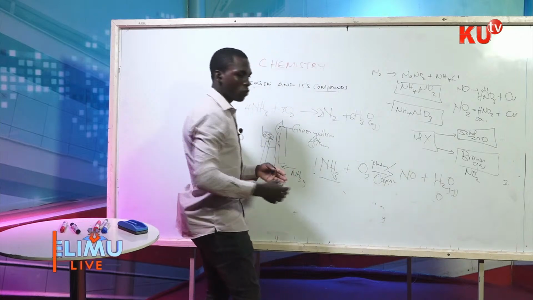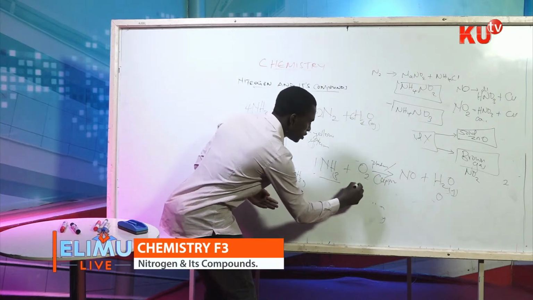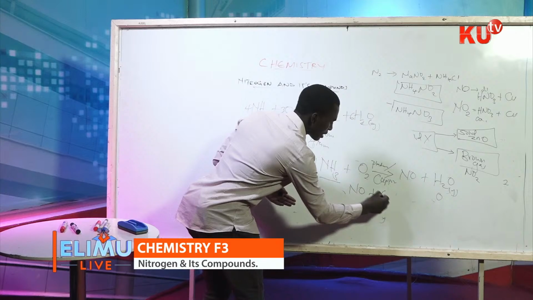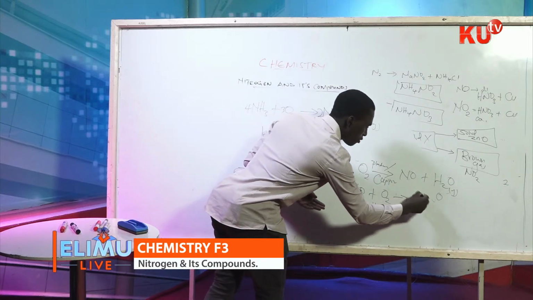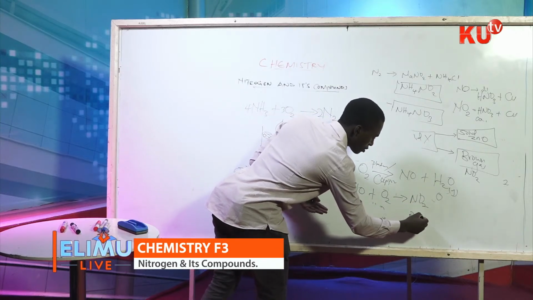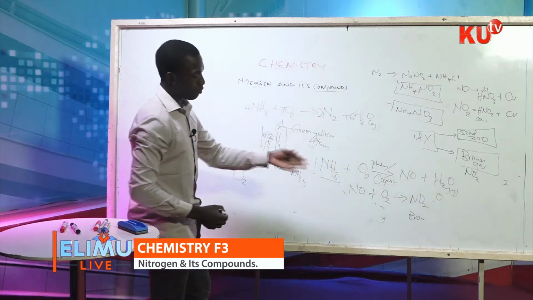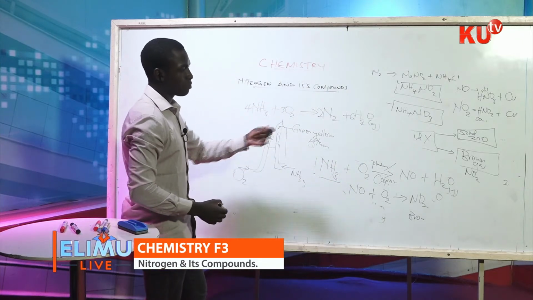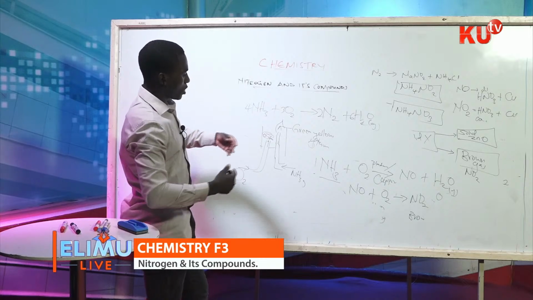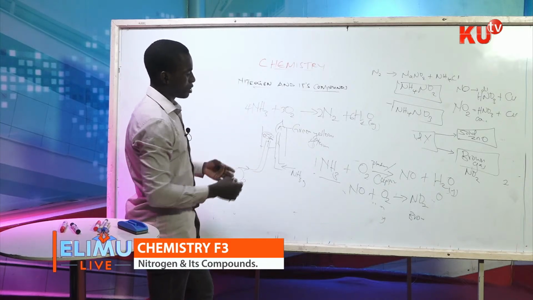Now, to observe those brown fumes, we say that nitrogen 2 oxide is unstable, and it will be readily oxidized to obtain nitrogen 4 oxide, which will give us brown fumes. So the brown fumes obtained here are of nitrogen 4 oxide gas. So that's the observation made there. So you should know both equations because they come in examination.